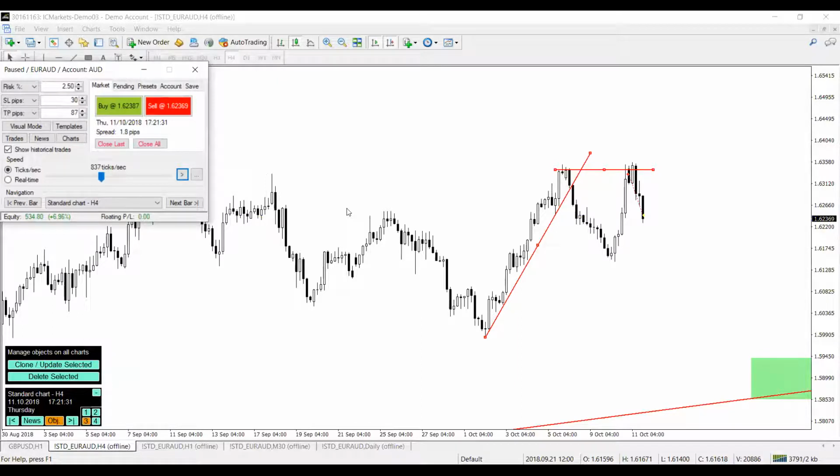Okay. So now we have this double top formation. So what is the expectation of this market? Continuation or a reversal. Continuation to the downside. Okay, fine. Let's continue.